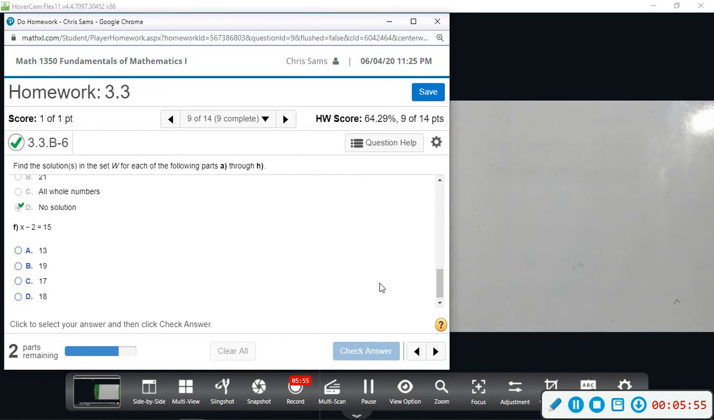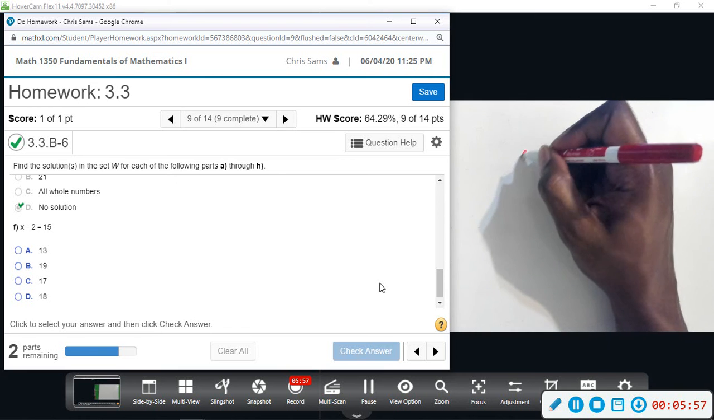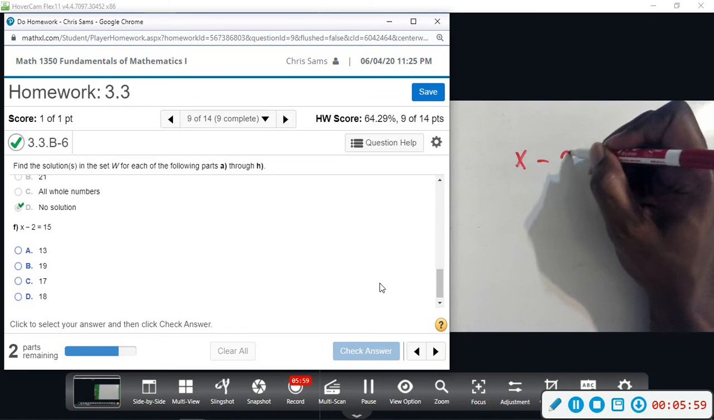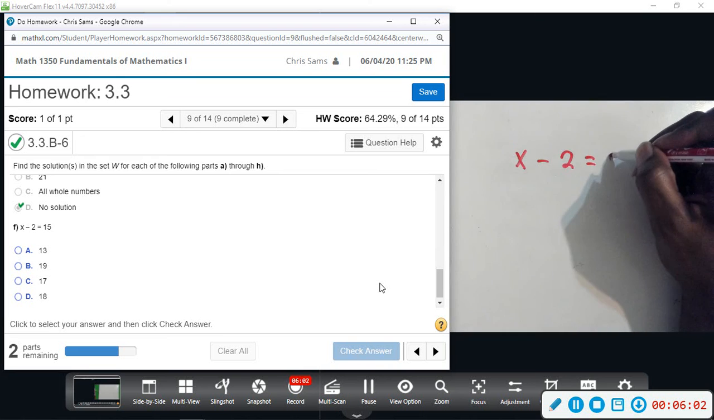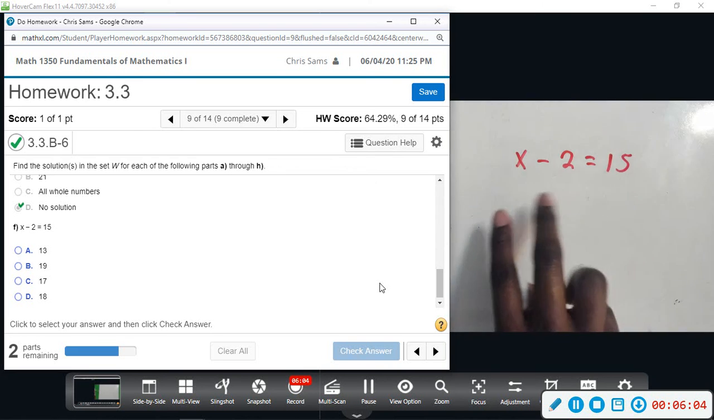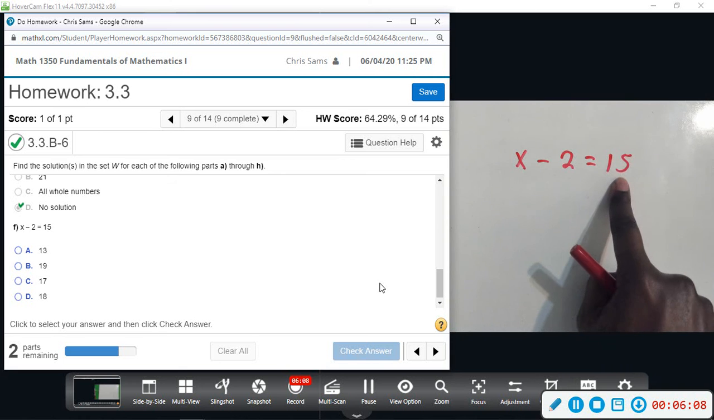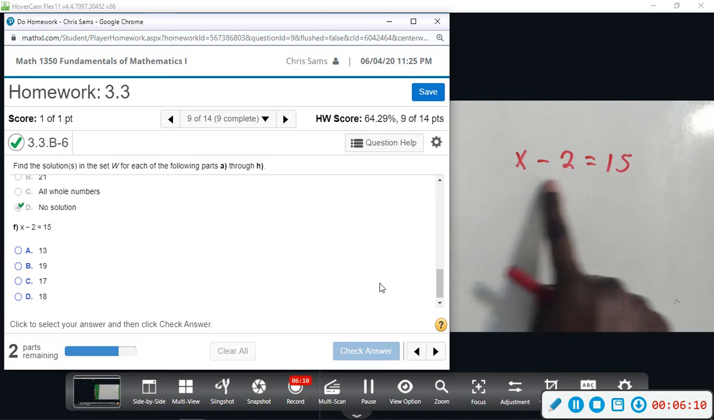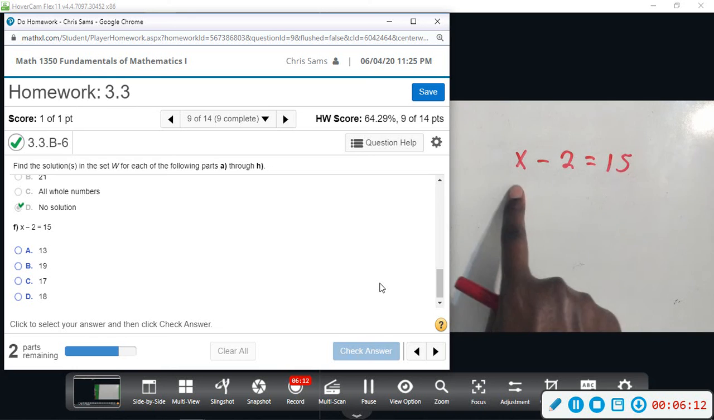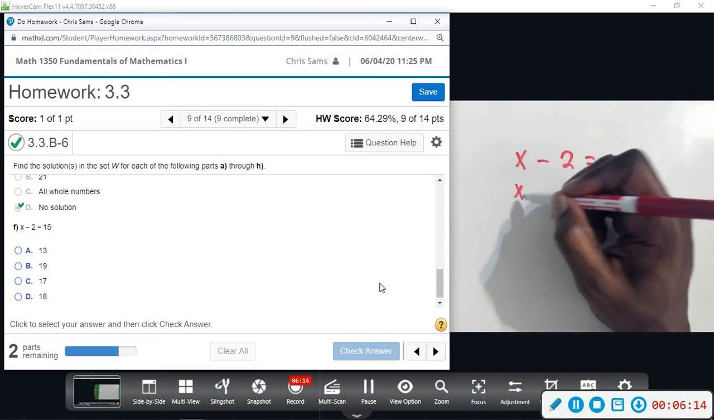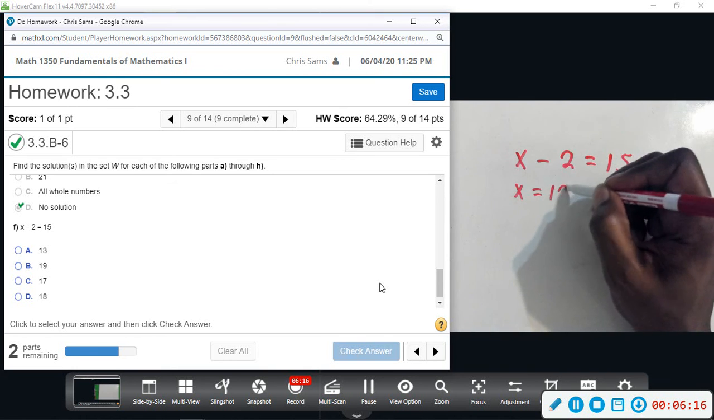Okay, part F, we have x minus 2 equals 15. Okay, so this is just a straightforward counting problem. We have some number, we're going to take away 2 and get 15. So you can kind of use number lines and say if I go 2 more this way, we'll end up at 17. So x has to be 17 in this case.